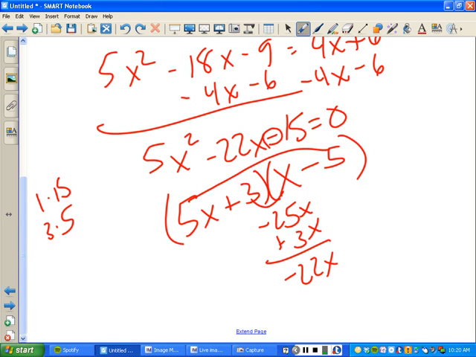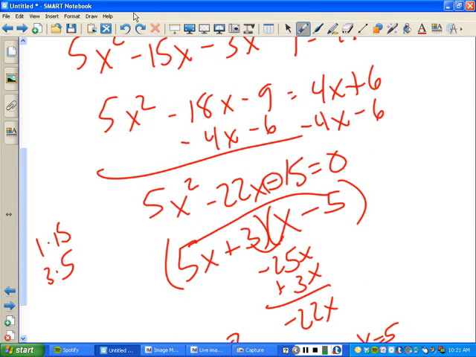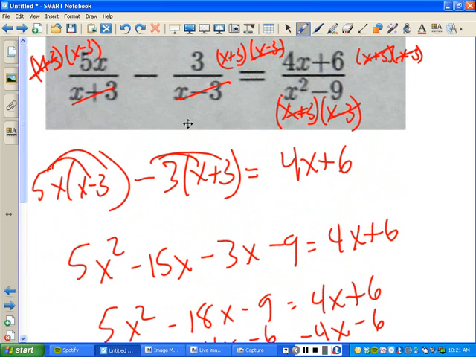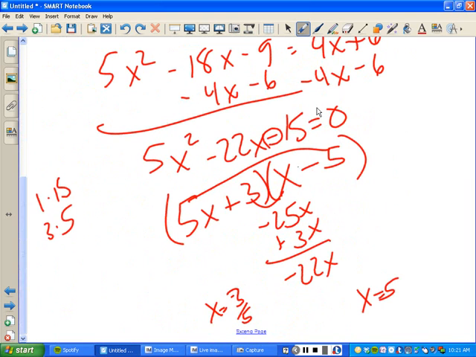So we have two answers. One of them is x equals 5, and the other is x equals negative 3/5. What do we start with? 5 would work, and so would negative 3/5, so we're good. We just have two answers there.